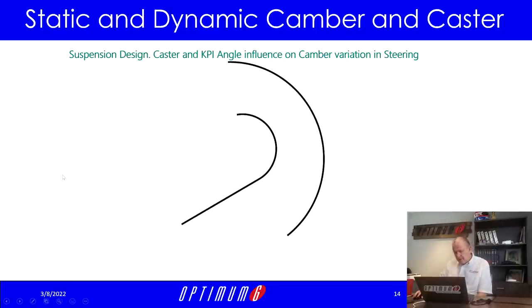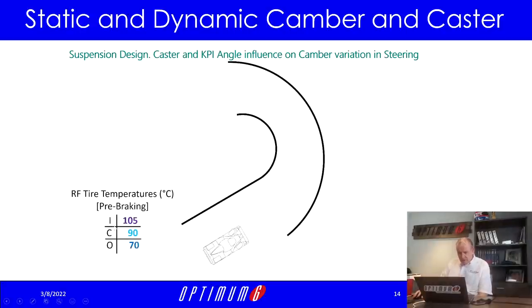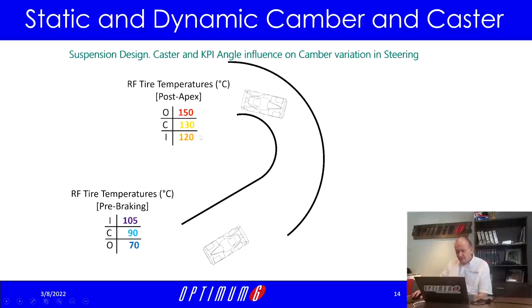Now, I'm going to give you an example. This is a very good idea of what you can do with an infrared temperature sensor. I'm going to give you a simple example. You have a car like this. You have the internal temperature of the right front tire: 105, 90, 70. What's the problem? Well, you have too much camber, correct? Okay. Now you go to the apex and the temperature is 120, 130, 150.